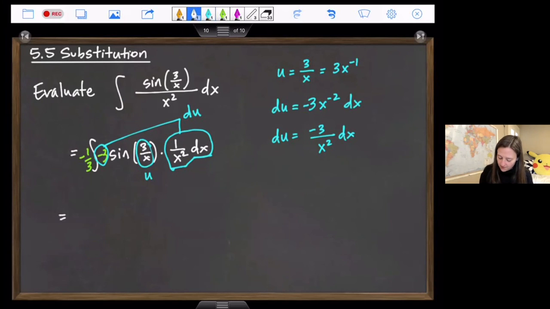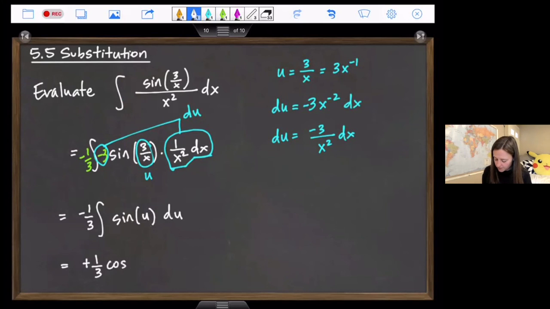So let's see what we have left. I've got -1/3 integral. The -3 got pulled into the du, so I'm not going to copy that. And I've got sine of u. And all of the other junk in the integral got pulled into the du. So sine of u du. And the antiderivative of sine is negative cosine. So I've got -1/3 times negative cosine. So that negative cosine is going to turn this into a positive cosine u plus c.